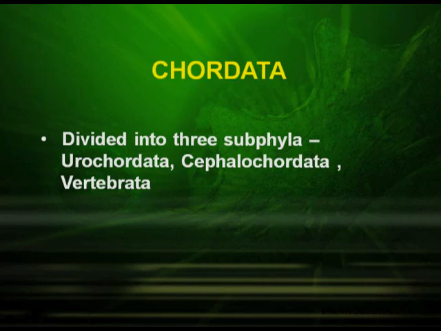Chordata is divided into three subphyla. They are the Urochordata, Cephalochordata and Vertebrata. All the higher organisms, they come under Vertebrata. The characteristics which are exhibited by the Vertebrata are, their notochord is replaced by vertebral column.